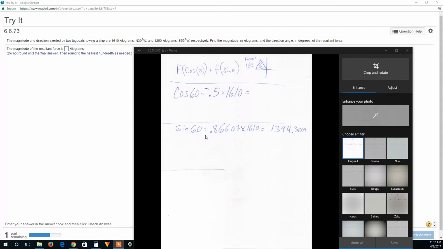Here with the sine, it was sine 60. Does it matter that it's radical 3 over 2? No, because this is not asking for anything with radicals or that form. They want everything rounded, so we just ignore that. We just put in sine 60 in the calculator, you get something like 0.86603. You do that times 1610. I did the full decimal just to be certain. I got about 1394.3009. Looks like I forgot to show this one, but we can show both of those here.